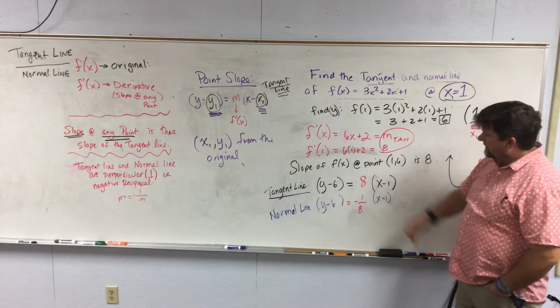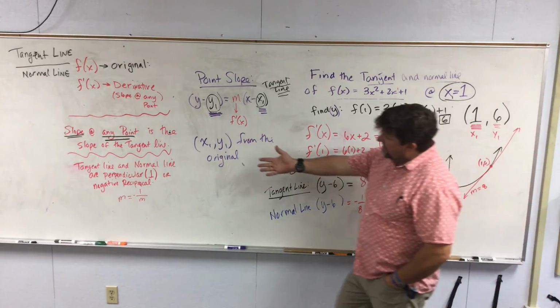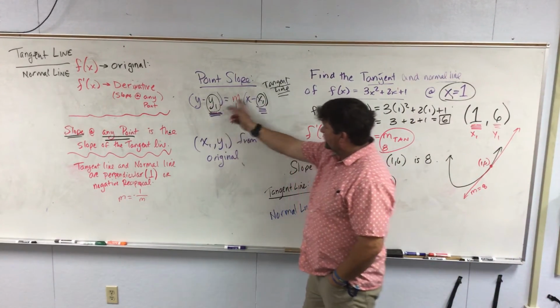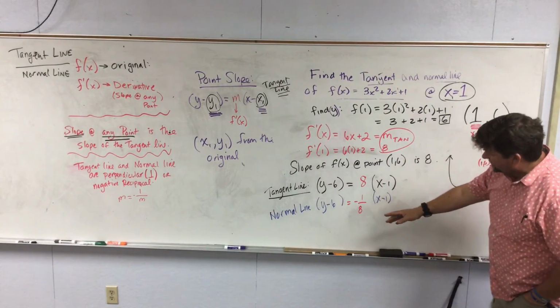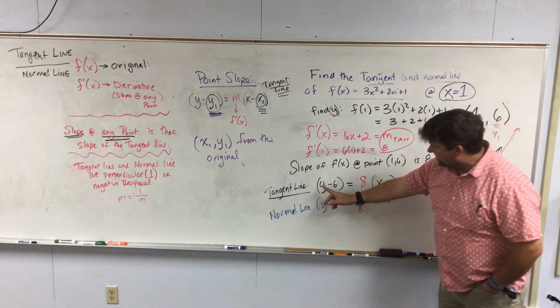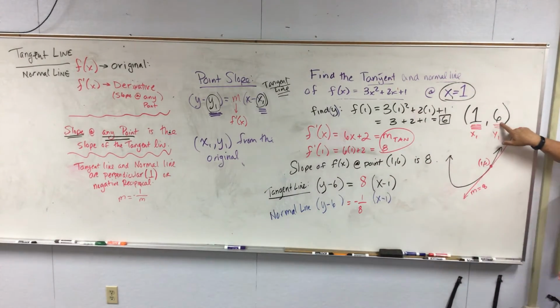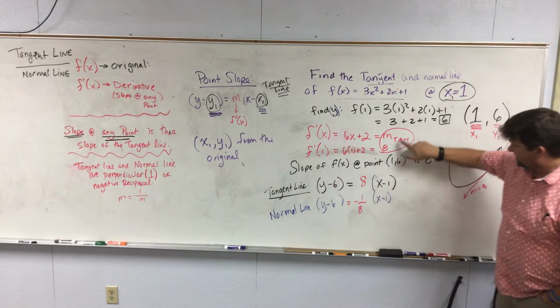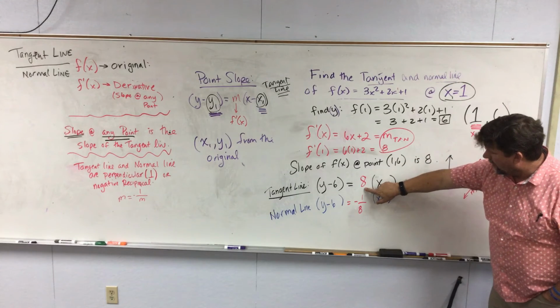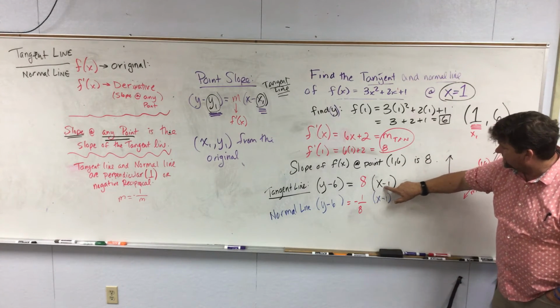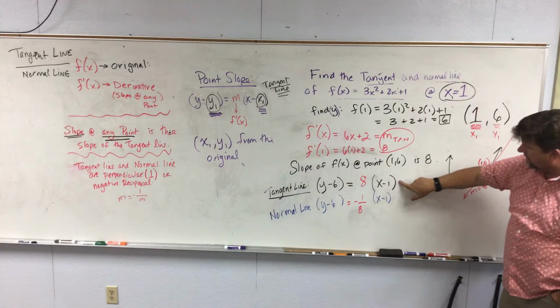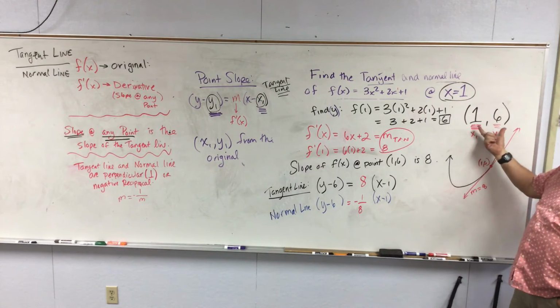Now, what do I do with it? Well, I need to use my point slope: y minus y1 equals m times x minus x1. And so what do we get? We need our tangent line. This is a y, not a g. Y minus 6, coming from our original, equals the slope at 1, which is 8, times x minus x1, which is our point that we got from the original.